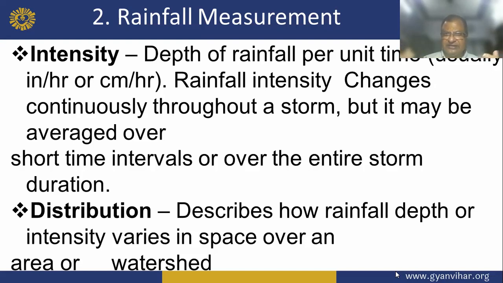Rainfall intensity changes continuously throughout a storm, but it may be averaged over short time intervals or over the entire storm duration. Distribution describes how rainfall depth or intensity varies in space over an area of the watershed.